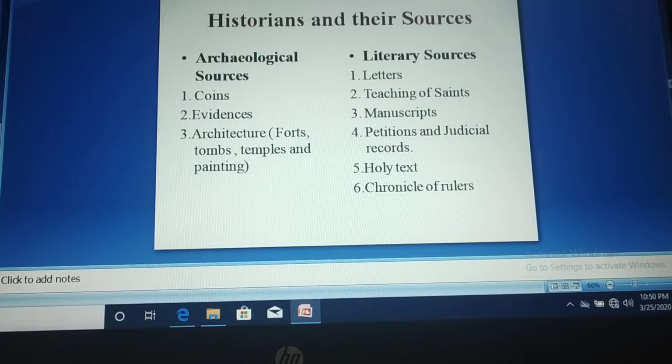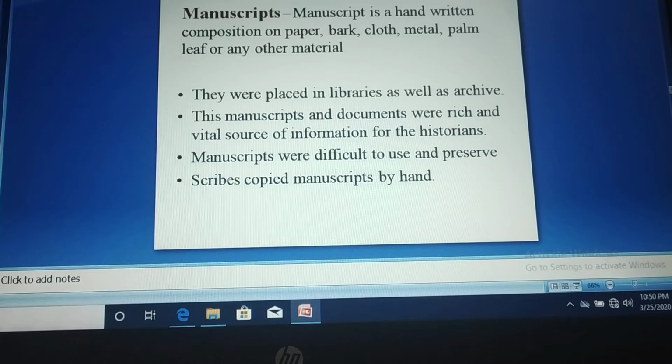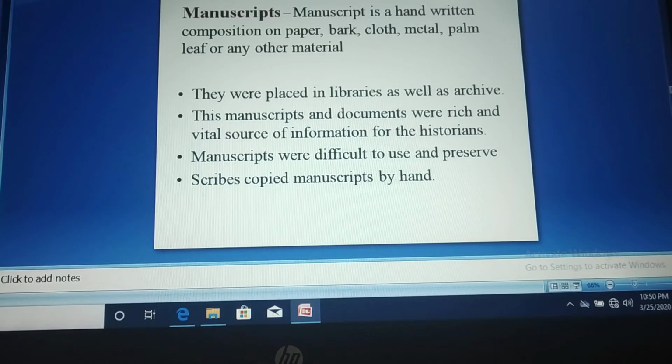There are many types of literary sources like letters, teachings of saints, manuscripts, petitions, judicial records, holy texts, chronicles. All these are literary sources, right? And now we'll discuss manuscripts in detail. So what exactly are manuscripts? Manuscripts are handwritten compositions on paper, bark, cloth, metal, palm leaf or any other material. These are handwritten things on paper, bark or cloth.